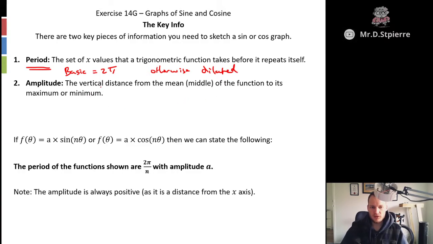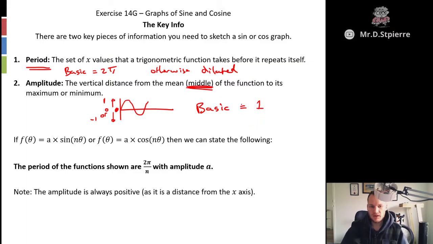And then we have amplitude, which is the vertical distance from the middle of the function to its maximum or minimum. So how far is that distance up from the middle, or down? Now we know that in the standard basic one, from 0 it's up to 1, or from 0 down to -1. So in a basic graph, that is equal to 1.